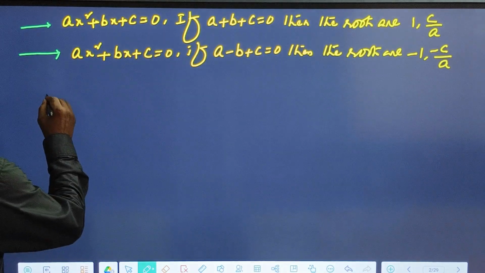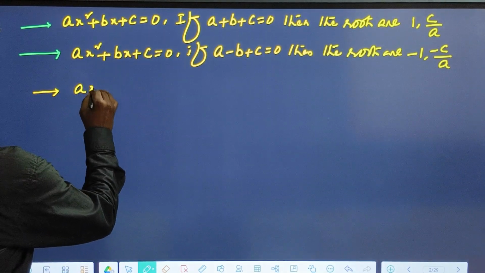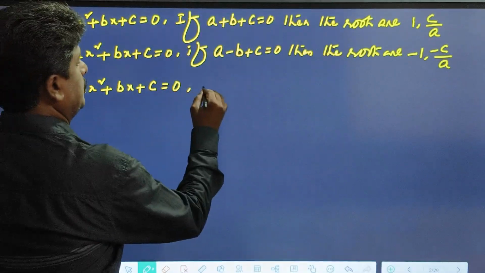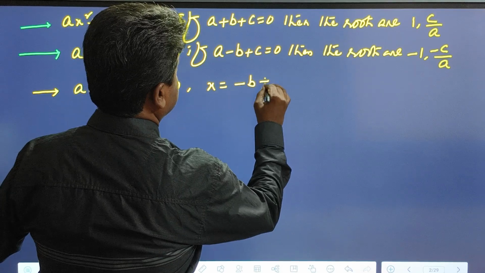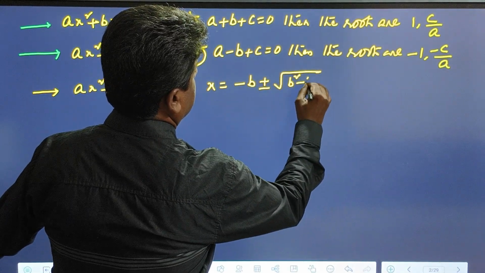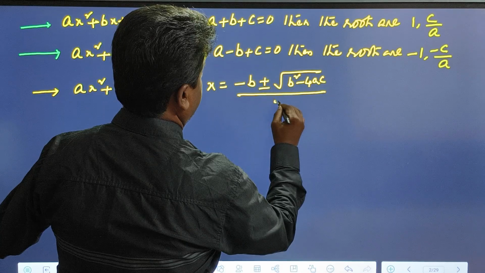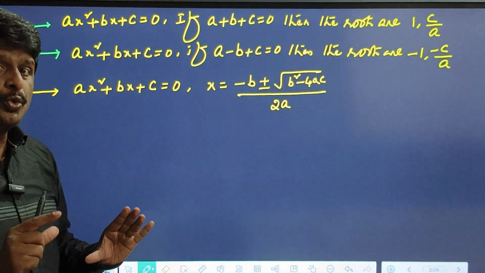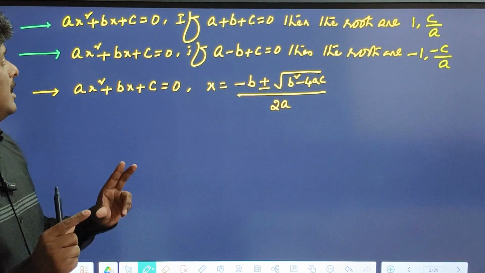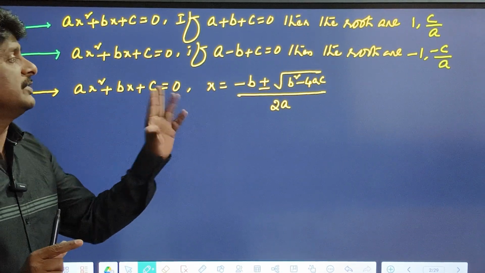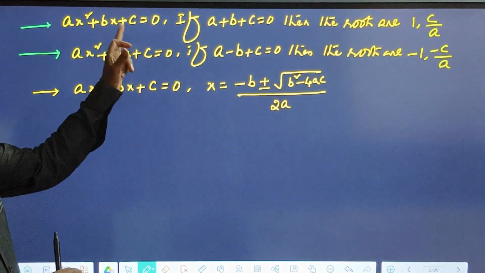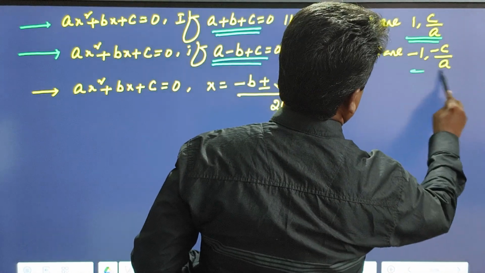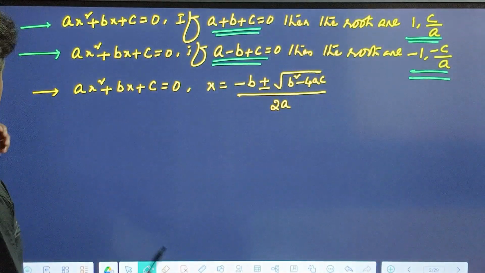And of course, to find the roots of the quadratic equation ax square plus bx plus c is equal to 0, this is the fundamental formula. But whenever coefficients are too large, it is not convenient to use this formula. If they are related with these two conditions, directly we can say roots are this. Okay?